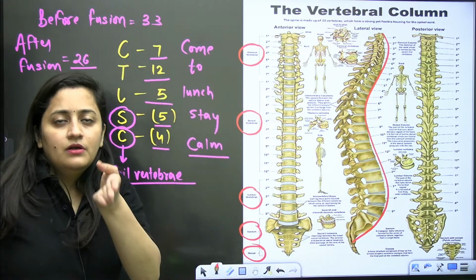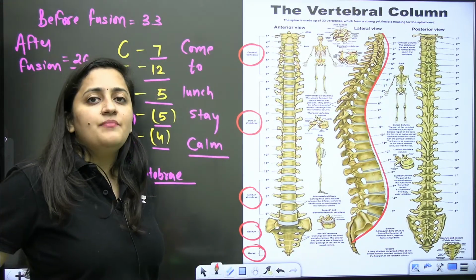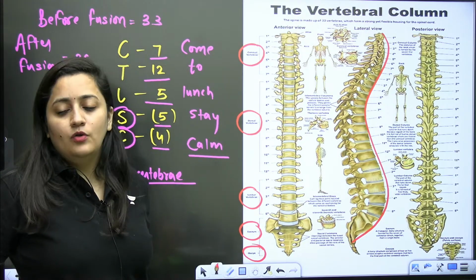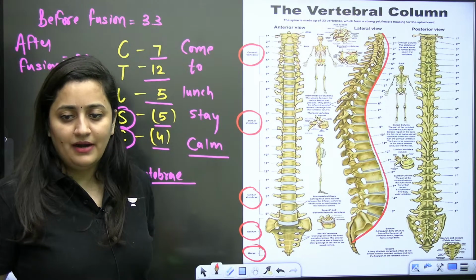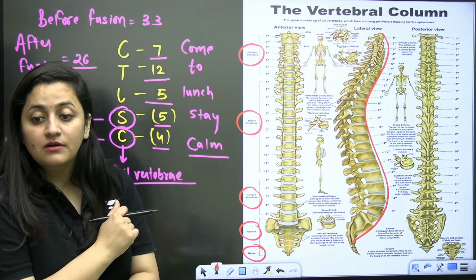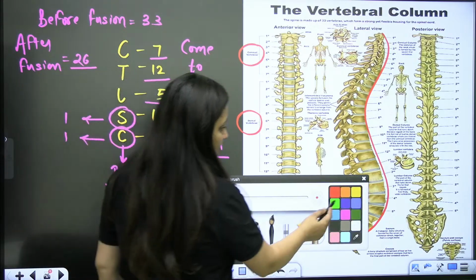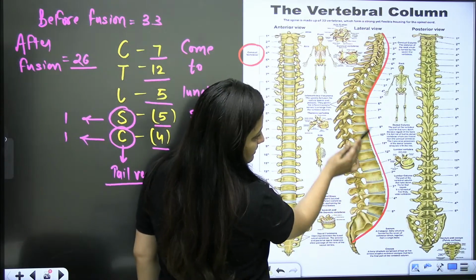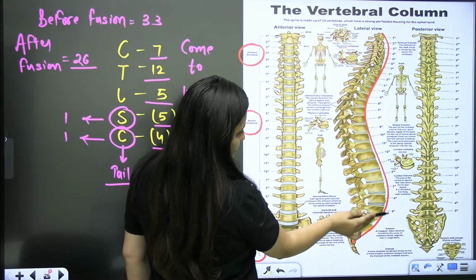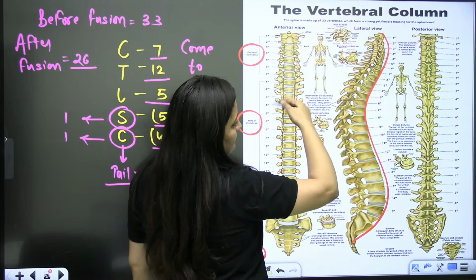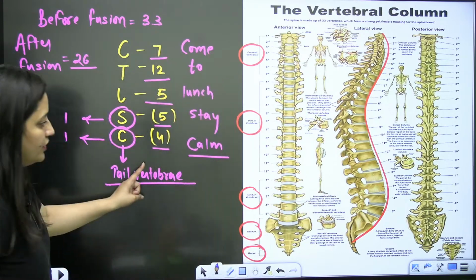Because of this curve, we can keep our back straight, and we got this bipedal locomotion because of this curve. Clear? That's what you need to remember. So see, this is the lumbar vertebrae, and this is the curve here. These are the vertebrae. This is the vertebral column. So that's what you have to remember.